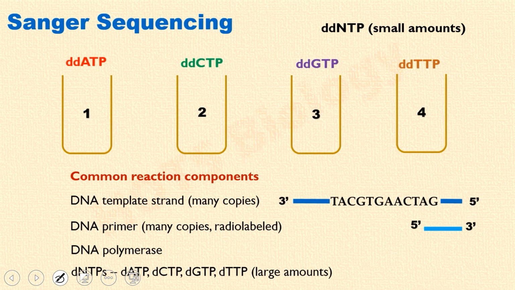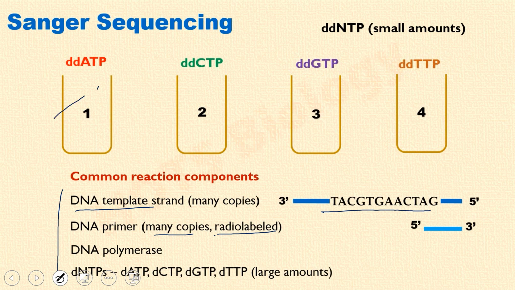In all the 4 test tubes, we are going to use components that are common for all the tubes. Each tube contains a DNA template. For the time being, we can assume this is my DNA template. So this template will be in all 4 tubes. Then DNA primer in many copies, and here it is radiolabeled. So that will also be in all the 4 tubes.